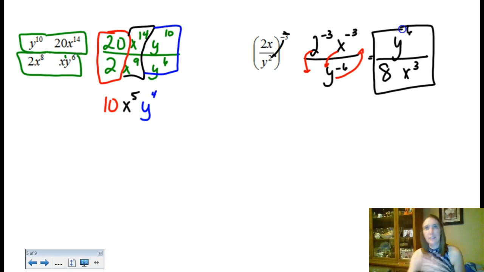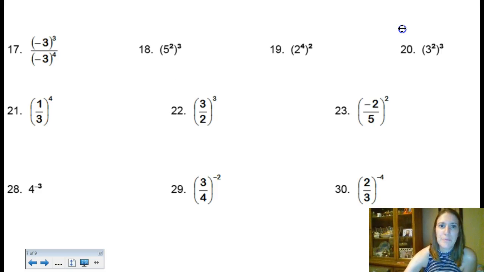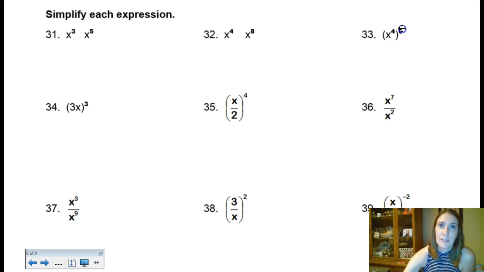All right, I have a feeling the next slide is our practice. There is. So I'm going to be assigning these to you for homework more than likely, so I'm going to save all the glory for y'all. Some of them are numerical. I want you to try not to use your calculator, though, and just use the exponent properties. And then when you get to the variable ones, it'll be a piece of cake, right?